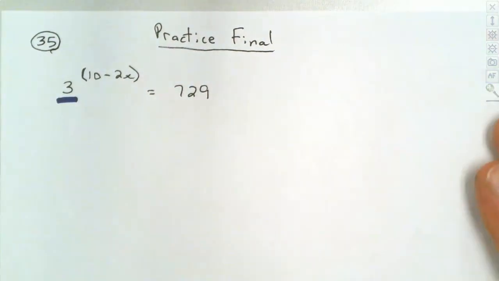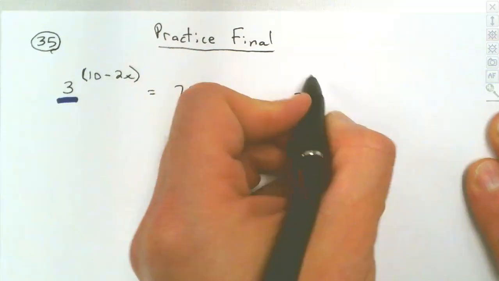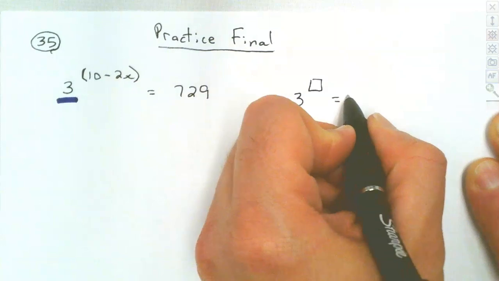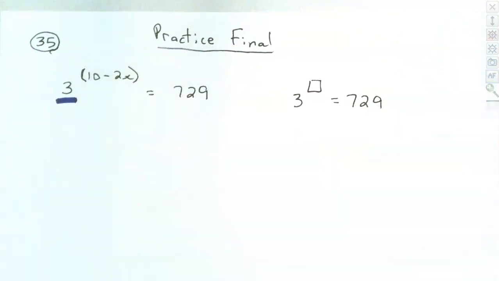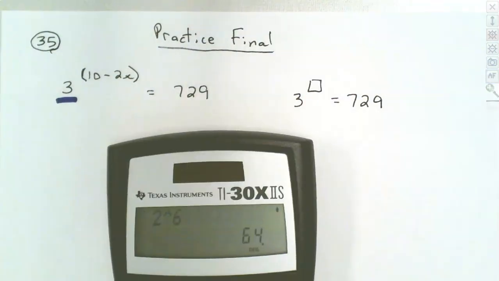So let's see if we can figure out what 3 raised to will give me 729. And we'll just use our calculator to find that value. Okay, we're going to start with 3 squared. 3 squared is obviously not going to work, because 3 squared is 9, right? What about 3 cubed? 3 cubed is 27. Doesn't work. 3 to the 4th, 81. Getting closer. How about 3 to the 5th power? 3 to the 5th power is 243. How about 3 to the 6th power?